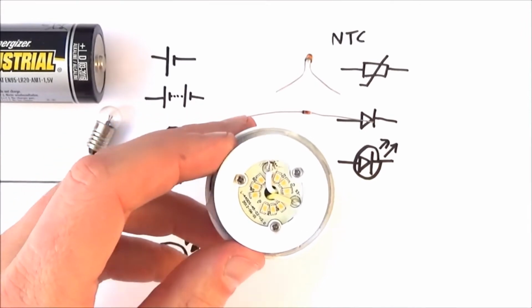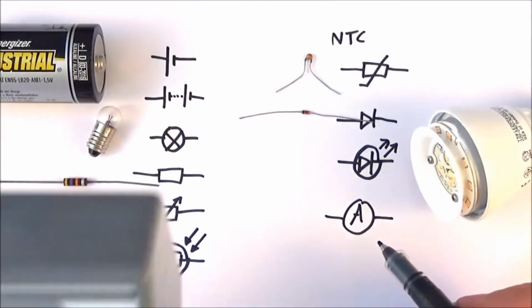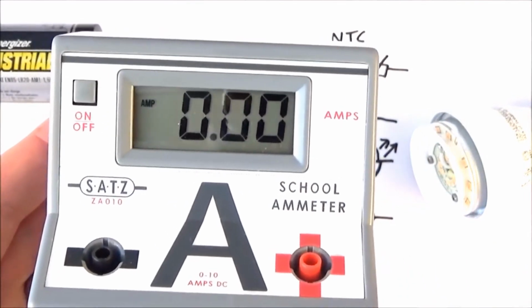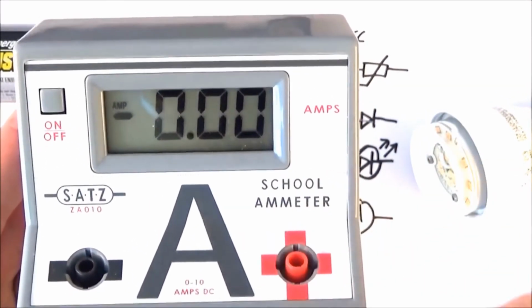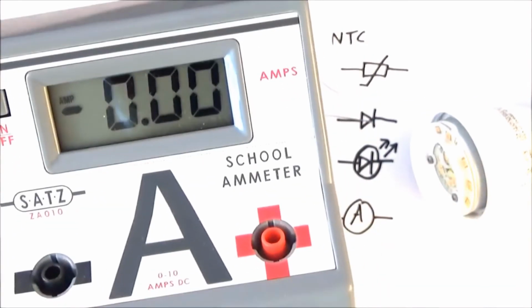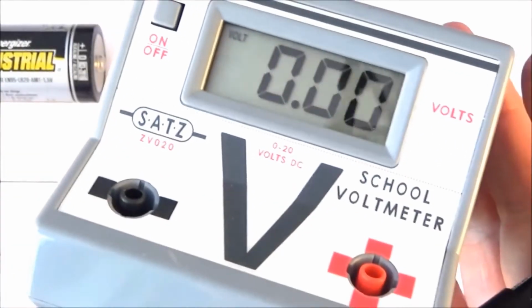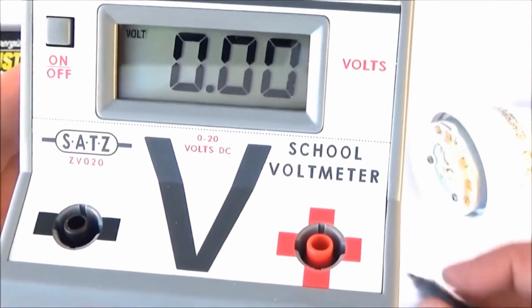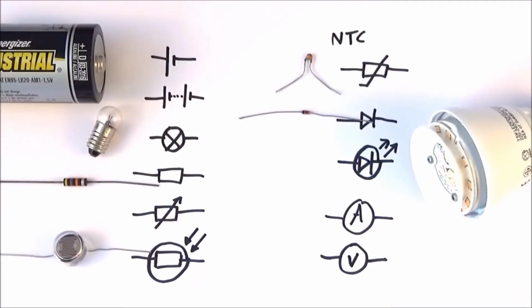Now you need to measure the current in parts of the circuit, and this is where we can use an ammeter. This one says A in a massive letter, so you know exactly what it is. Alongside measuring the current, we can also measure the potential difference across components, and we do that using a voltmeter. And that's pretty much it.